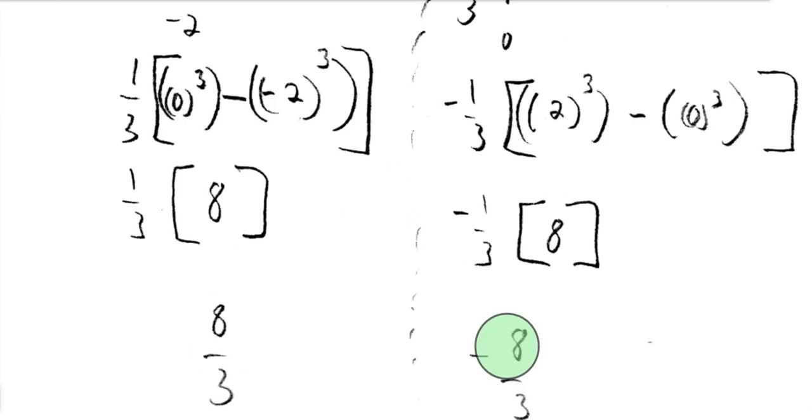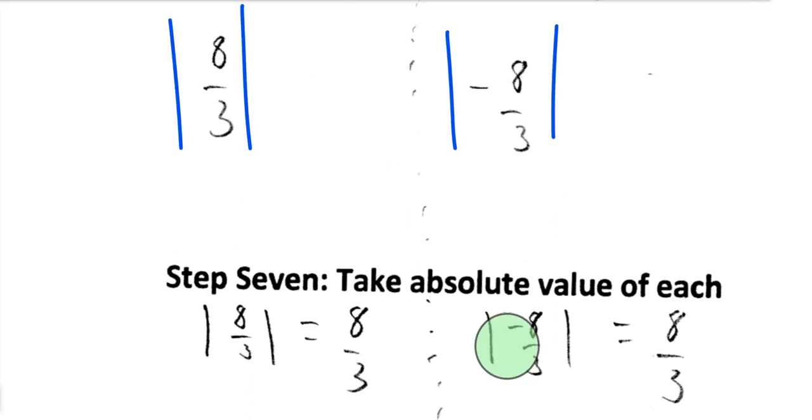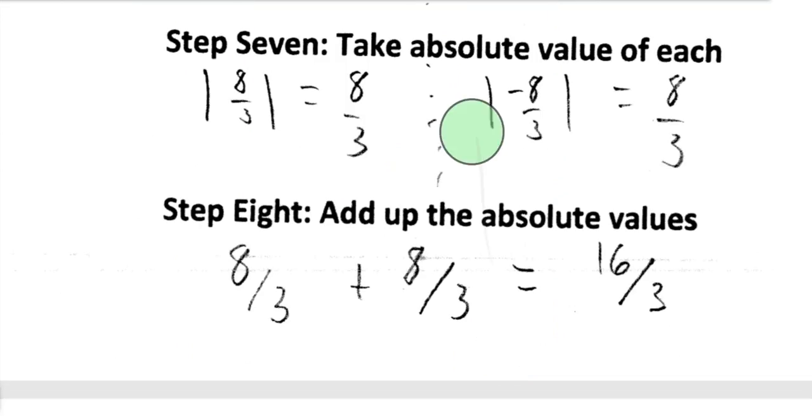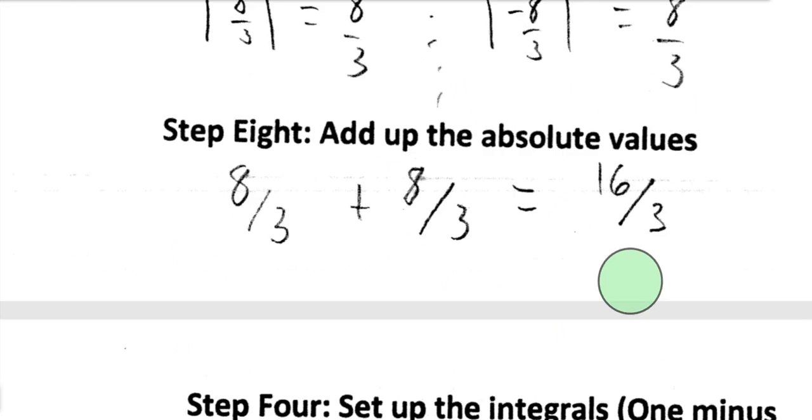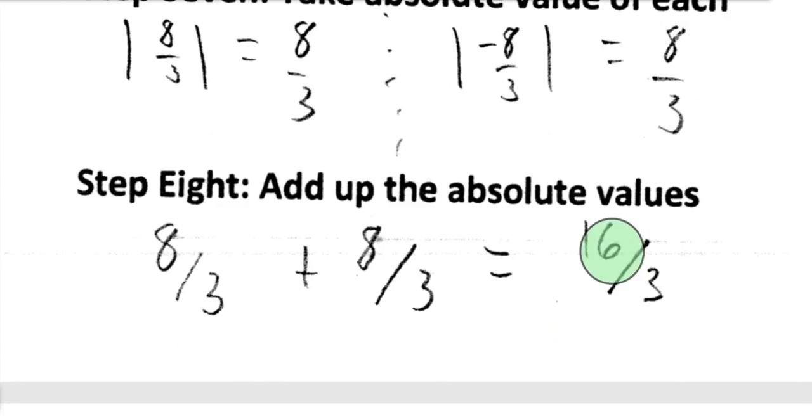But again, as long as you take the absolute value, that will give you the area between two curves. The area between two curves should never be negative, okay? It's kind of like distance. It's always positive. All right, so step 7, take the absolute value of each. I'm going to take the absolute value of 8/3 and absolute value of -8/3, add them together, and you get 16/3. Which as a decimal, just for conceptual reasons, is 5.3, repeating.